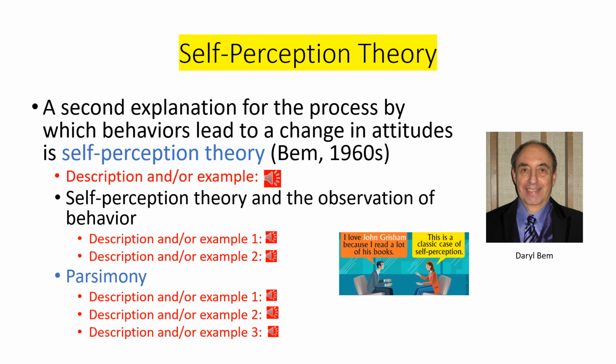Parsimony is a scientific term that means simple. We like things scientifically that are parsimonious, that are simple. That's a good thing. Basically, if you have two theories and one theory has 5 steps and the other theory has 3 steps, the theory with 3 steps is more parsimonious, and parsimony is a very good thing. Bem's theory of self-perception is far more parsimonious than Festinger's vision with cognitive dissonance theory.